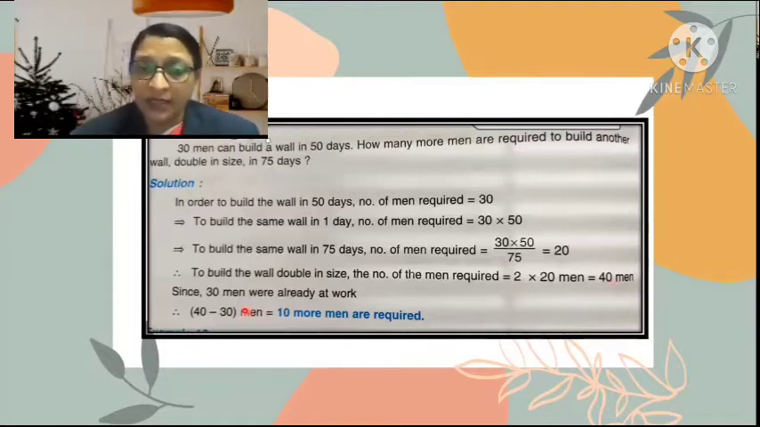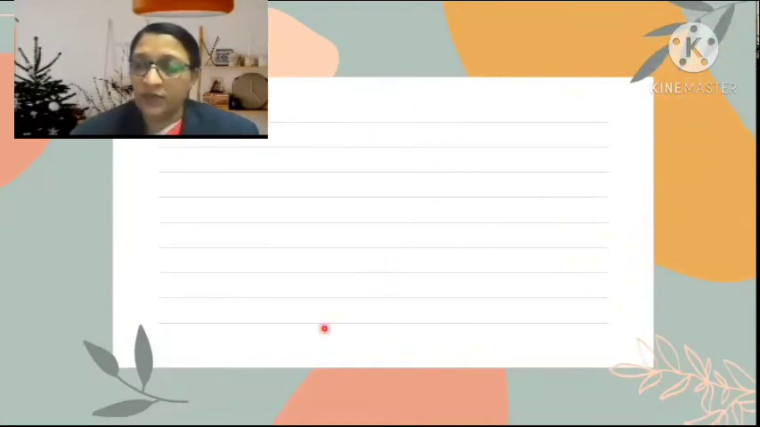But here, in the example, we already have 30 men at the work site. So, the additional men required we will find by subtracting the already working men from the total required men, that is 40 minus 30 is equal to 10. So we can conclude here that 10 more men will build the double size wall in 75 days. Let us move to the next example.